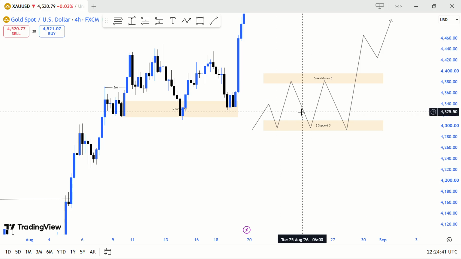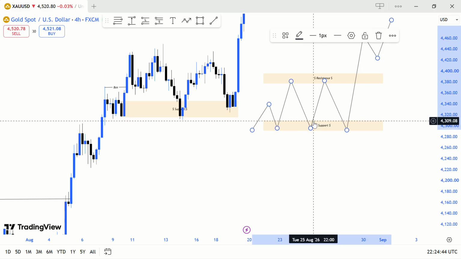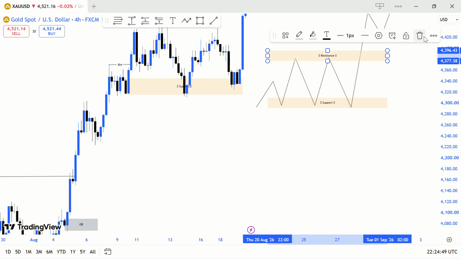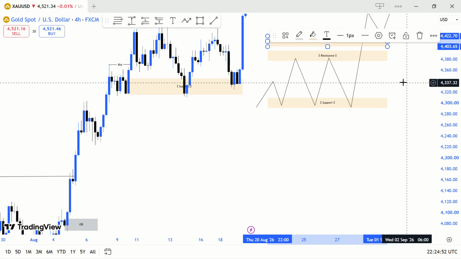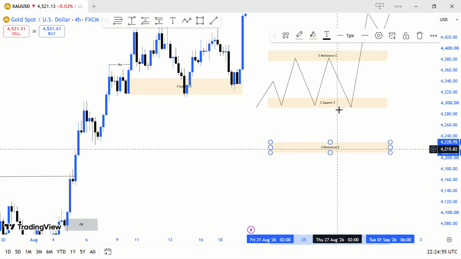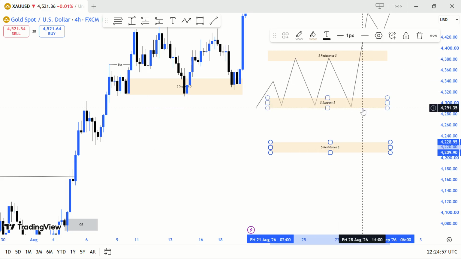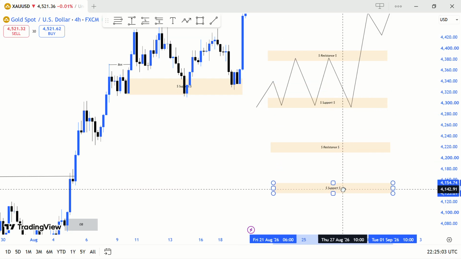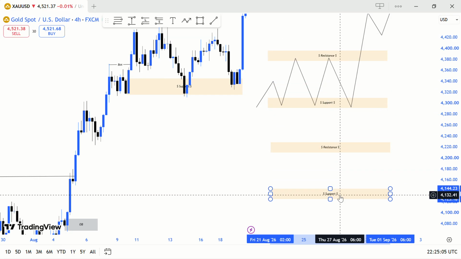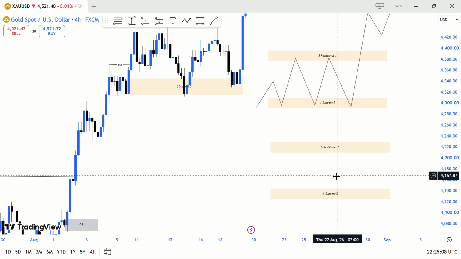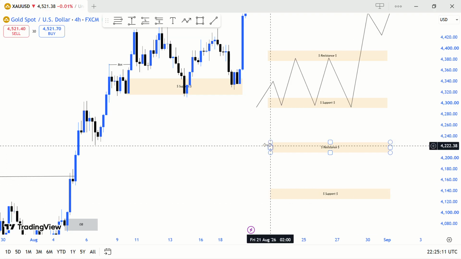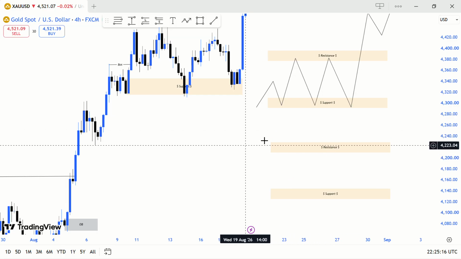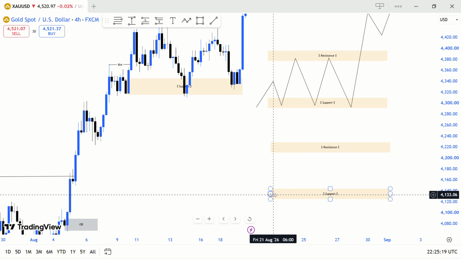Let me clone this and get another one here, and let me get another of this. This is resistance and this is support. Always know that even if it's a bearish move, which is the downtrend, or a bullish move, which is the uptrend, resistance is always at the top and support is always at the bottom.